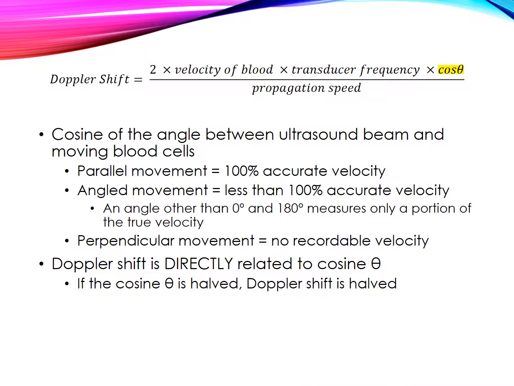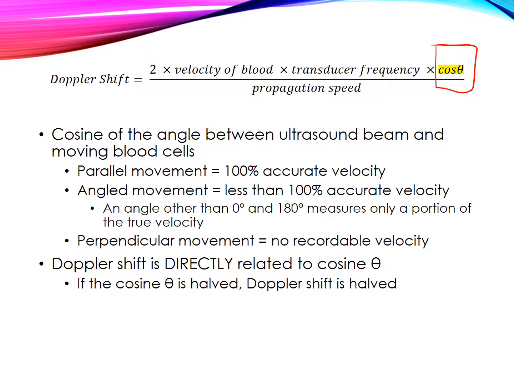Another part of the Doppler shift frequency that is also directly related to Doppler shift is the cosine of theta. And this concept might not be as familiar to you, so hopefully we'll be able to explain it well in the next few slides here. So cosine of the angle between the ultrasound beam and the moving blood cells is cosine of theta. If we could always have parallel movement to our transmitted beam, we would get 100% accurate velocities measured.